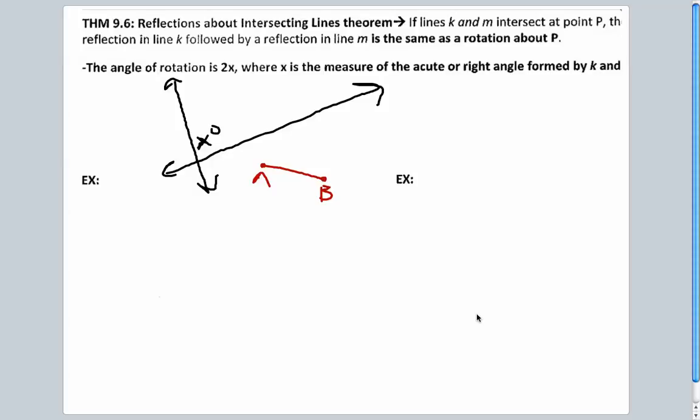All right, so let's do 9.6 now. Okay, theorem 9.6: reflections about intersecting lines.